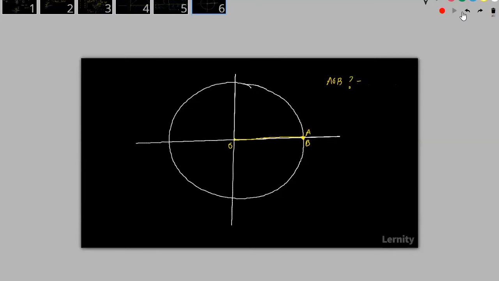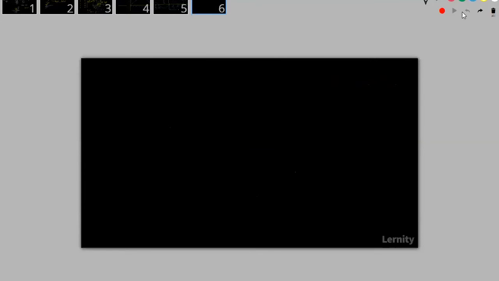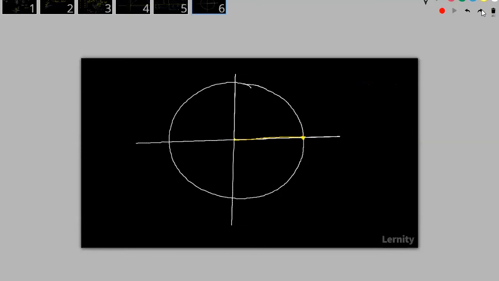Now let's see for a different point. Suppose I have taken a point A here, and this is O. If I draw a right angle triangle, this is the right angle, and we will get some angle theta here. Let's take theta equal to 30 degrees.